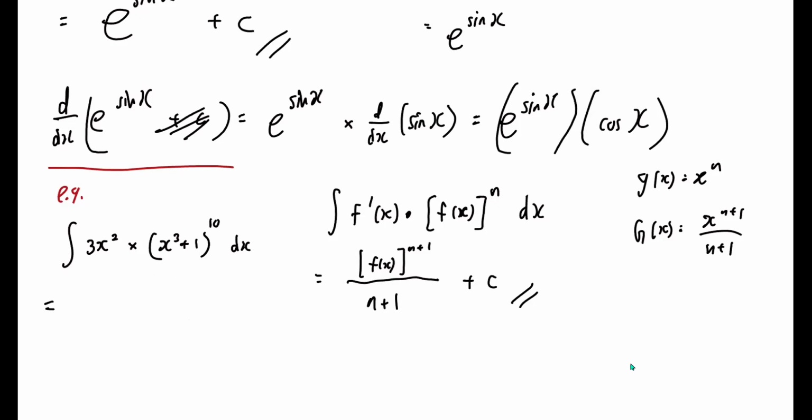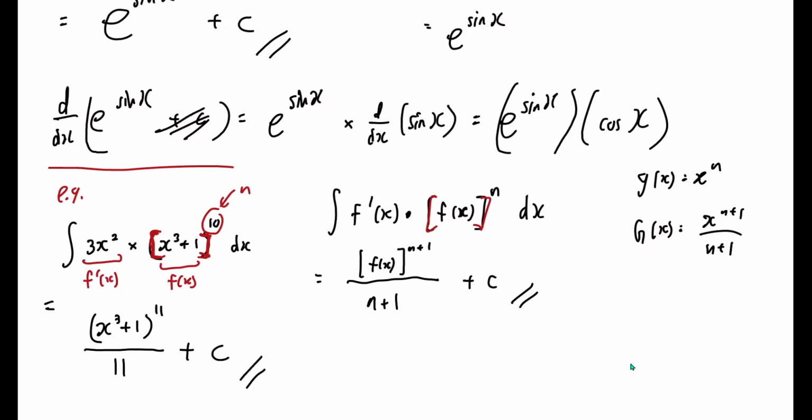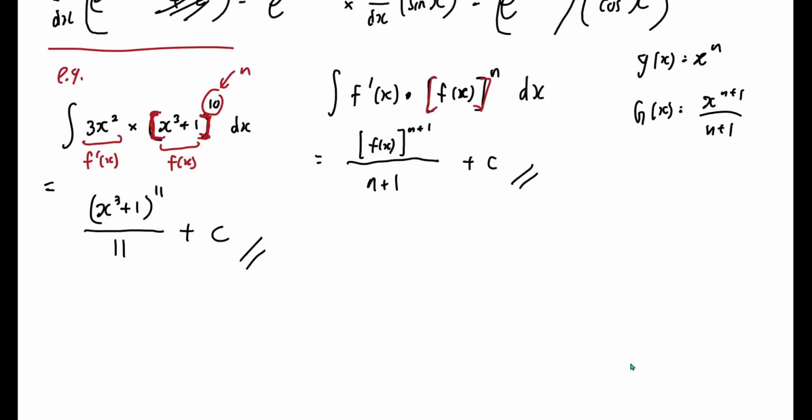The key trick you need to realize is that in between the brackets is your f x. Then this is your n, power 10. Maybe I use square brackets to make it follow the format. Then this guy here in front is your f prime x multiplied by it. So using the formula, what you end up with is x cubed plus 1, bracket to the power of 10 plus 1, 11, divided by n plus 1, which is 11, plus c. That's it. Done. So simple. How do you check that you integrated correctly? You differentiate your answer.